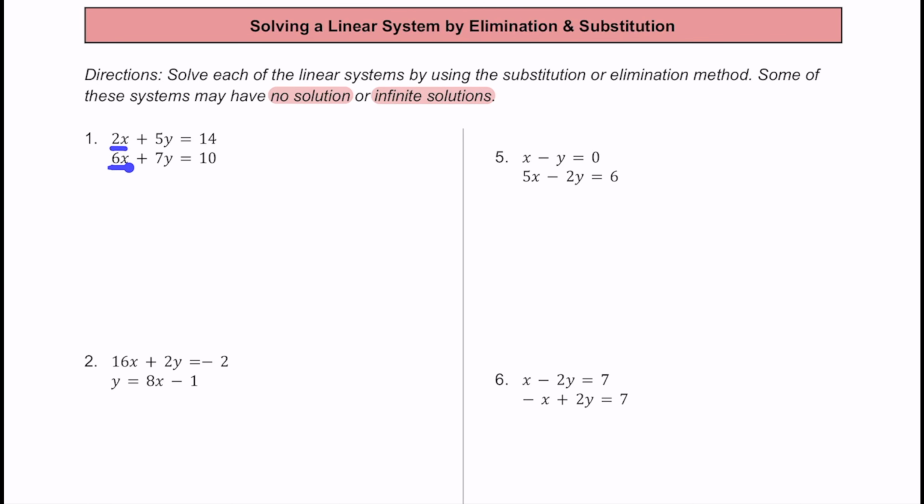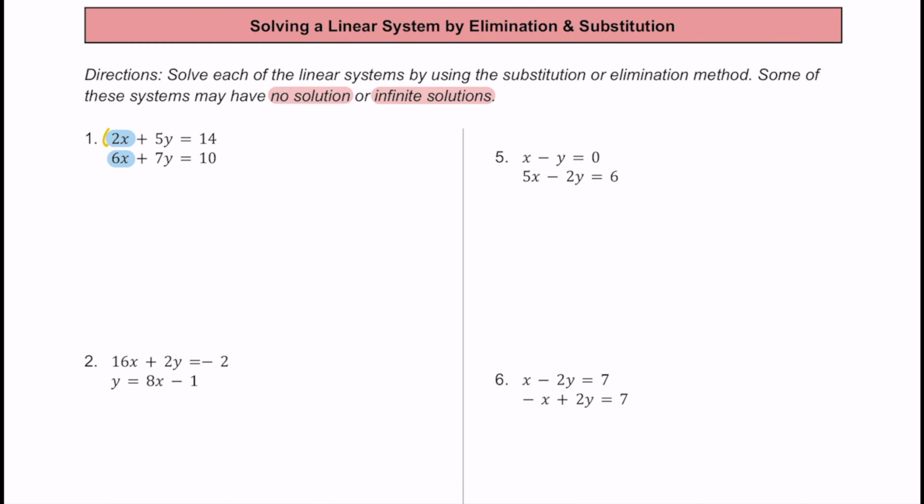Now 6 and 2 are going to meet at 6 for the first time, and then 5 and 7 are going to meet at 35 for the first time. So I'm going to go ahead and choose to eliminate the x terms here. I'm just going to highlight them so that I'm working with those. Let's work on eliminating these x terms.